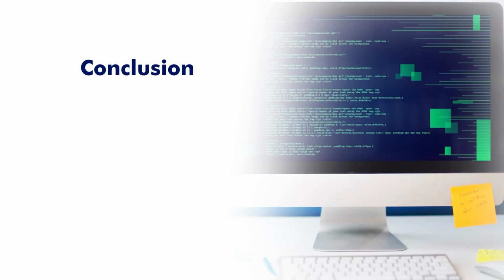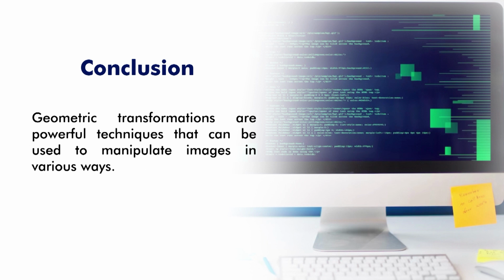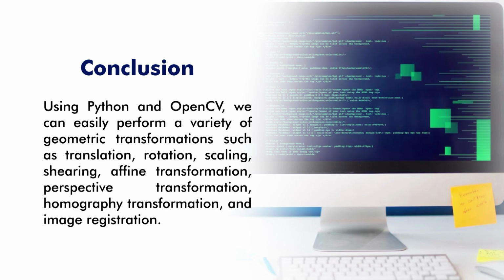Conclusion. Basically, geometric transformations are powerful techniques that can be used to manipulate images in various ways using Python and OpenCV. We can easily perform a variety of geometric transformations such as translation, rotation, scaling, shearing, affine transformation, perspective transformation, homography transformation and image registration.